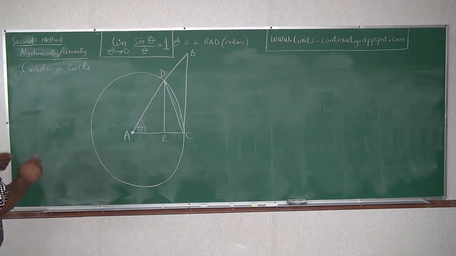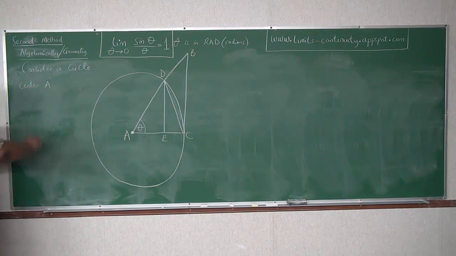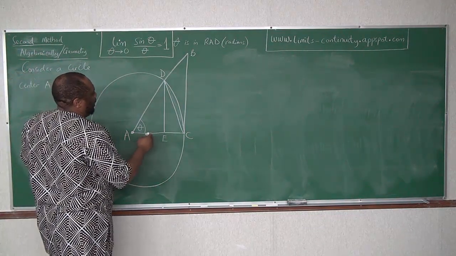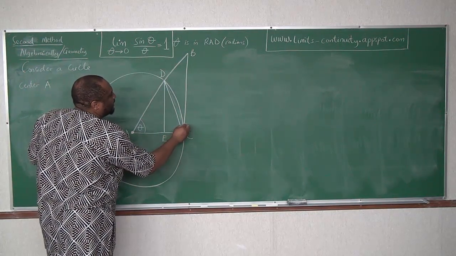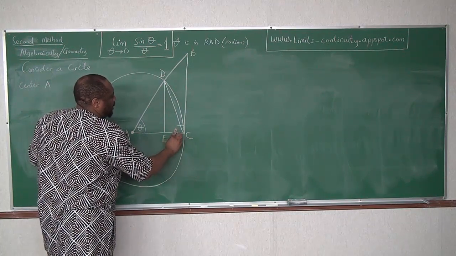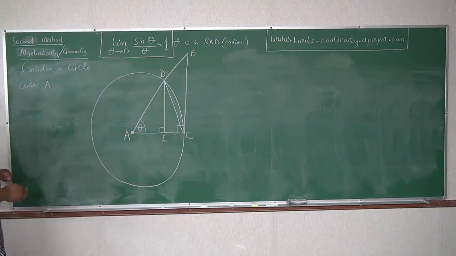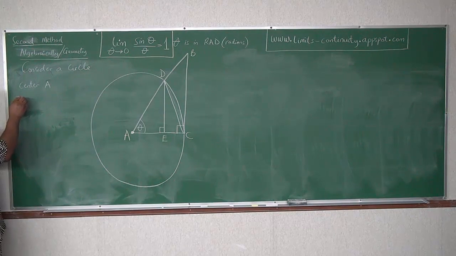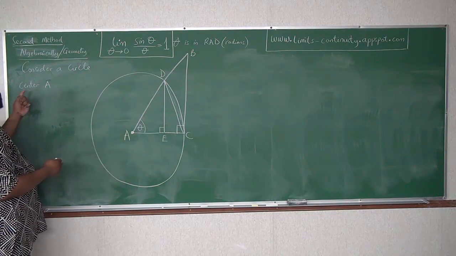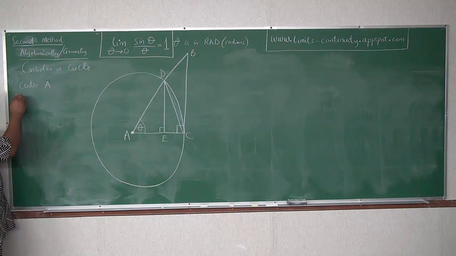So consider a circle, center A. Center A is the center of the circle. I have two triangles. Of course, you know that this is 90 degrees, to the tangency, and you also know that this is 90 degrees. Now I have the circle, I have center A, then I have two triangles.